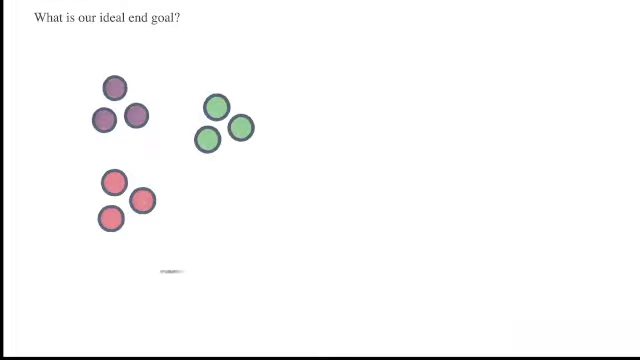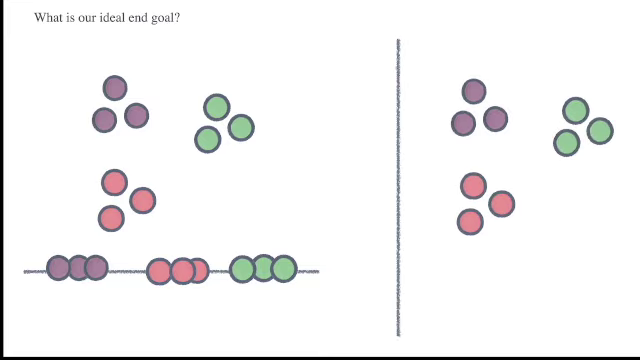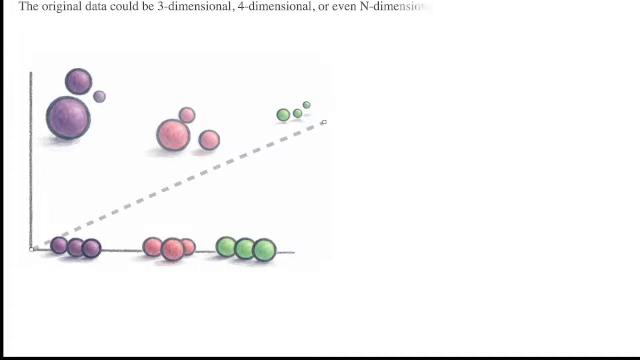So what is our end goal? If we project onto the x-axis, we want to see the 3 distinct groups as in the original dataset. Also, if we project onto the y-axis, we want to see the 3 distinct groups as in the original dataset. The original data can have any number of dimensions. So instead of a general view, let's see dimensionality reduction through t-SNE's eyes.